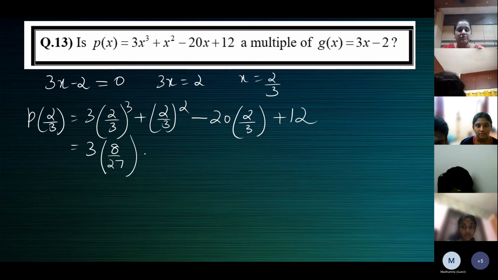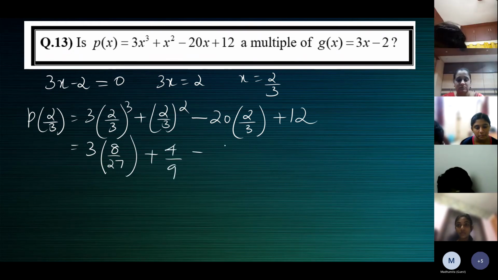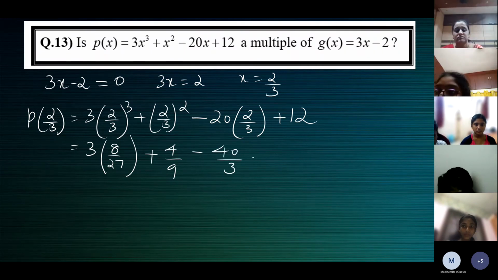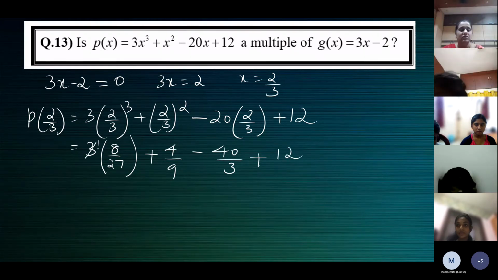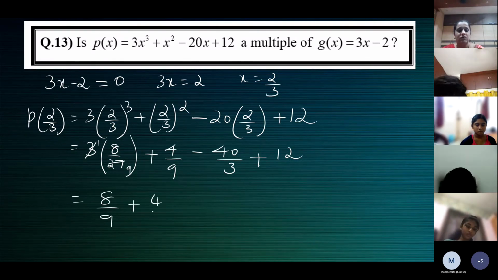Okay. Then plus 4 by 9 minus 20 into 2 by 3 plus 12, ma'am. So that will be 40 by 3, right? Minus 40 by 3, ma'am. Yeah, plus 12. Then here you can cancel now. 3 ones are 3, 3 nines are 9. Yes, ma'am. So it's 8 by 9 plus 4 by 9. Correct? Yes, ma'am. Minus 40 by 3 plus 12.